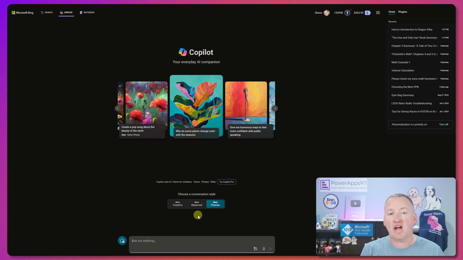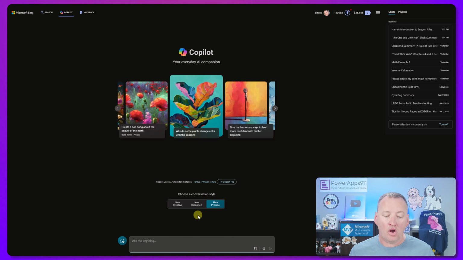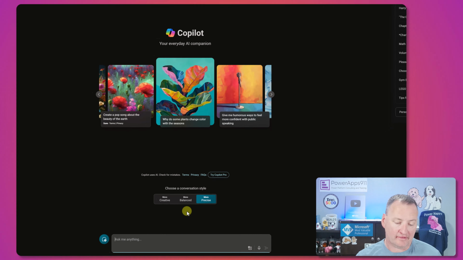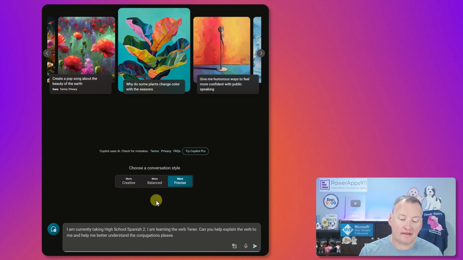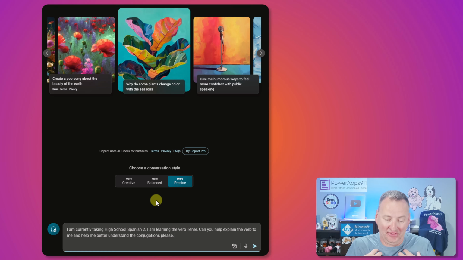But the next challenge is, my high schooler is dealing with Spanish. Trying to learn Spanish is challenging. And so this is another place where he might come in and use the tool here. So for example, he might try something like, I'm currently taking high school Spanish 2. I'm learning the verb tener, which you actually learned in Spanish 1, but it's a verb that Shane remembers, so it was helpful. Can you help explain the verb to me and help me better understand the conjugations, please?